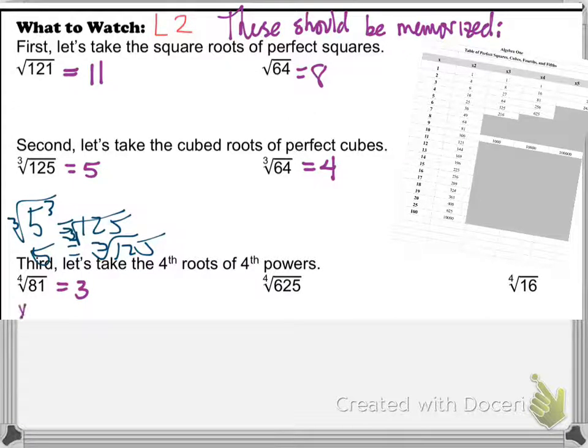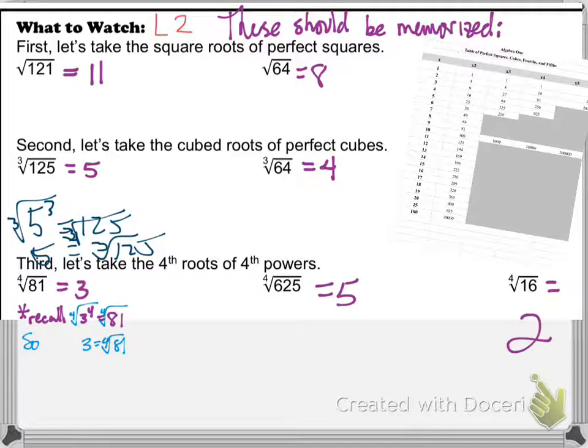The fourth root of 81 is 3. The fourth root of 625 is 5. The fourth root of 16 is 2. Now you should recognize these as perfect fourths or thirds or perfect square roots. Even if you have trouble memorizing them, you should recognize them when you see them.